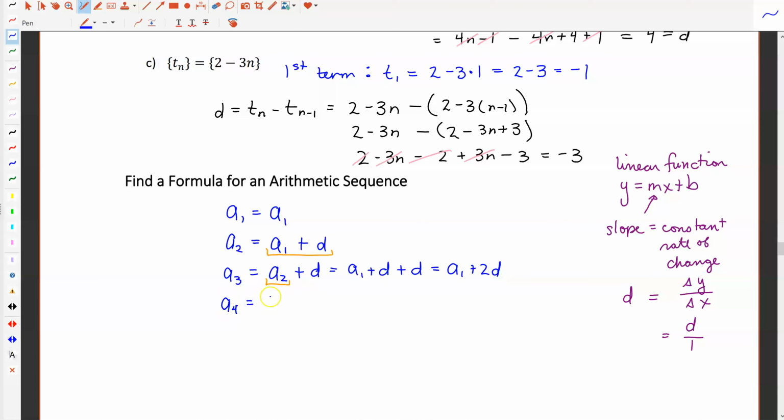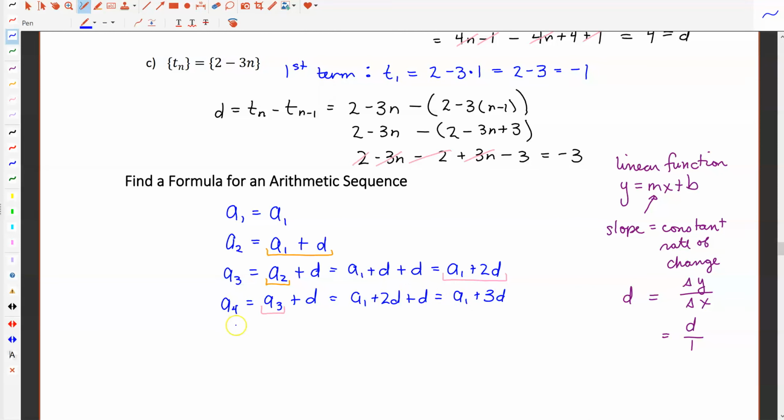A sub 4 is equal to a sub 3, the previous term, plus my common difference d. But a sub 3 is equivalent to what I have written above, which in its most simplified form was a sub 1 plus 2d. So if I substitute that in, I'll get a sub 1 plus 2d, that's what a sub 3 is, add another d. These are like terms, I can put them together, so I get a sub 1 plus 3d.